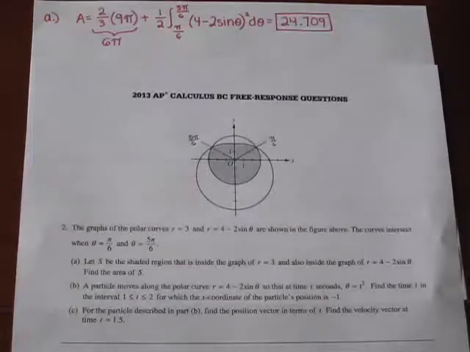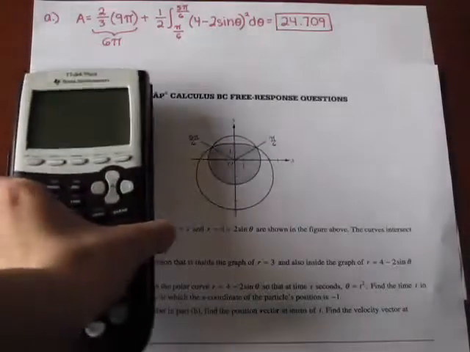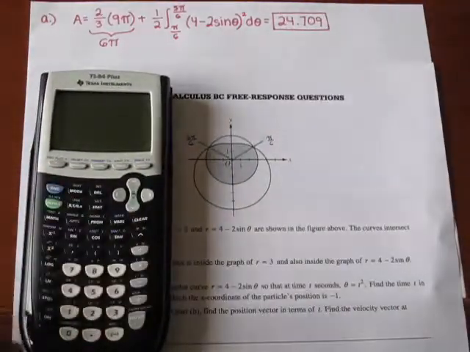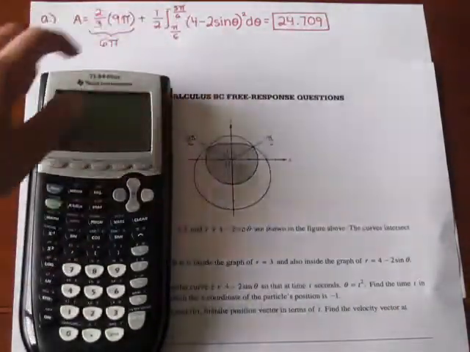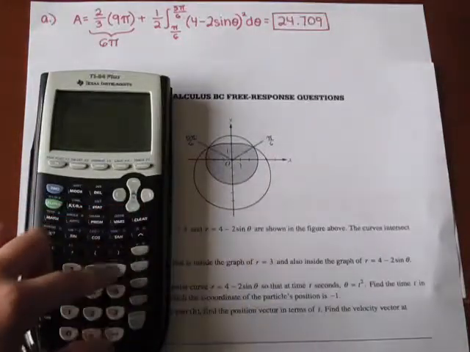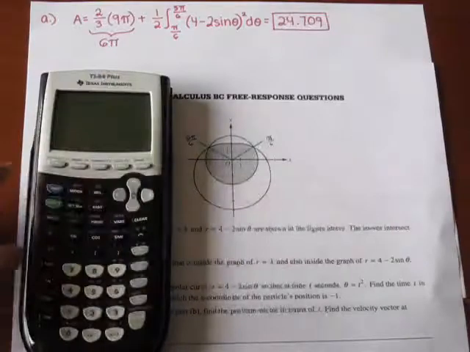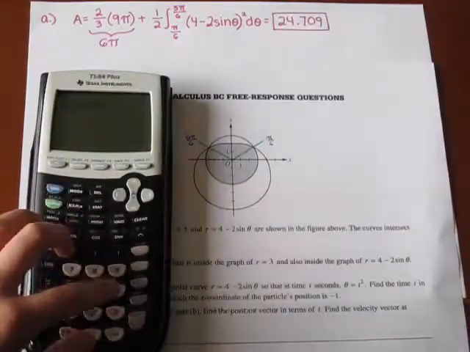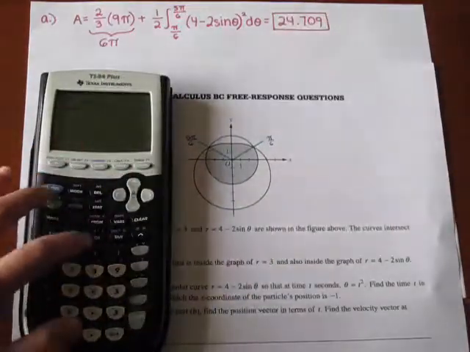And then this is a calculator problem, so you would just plug into your calculator. So here it is, I'll do it for you. I'm going to find the integral first. To find an integral, you're going to go to math and then scroll down. It's number 9. And then you're going to enter your bounds, pi over 6, 5 pi over 6.